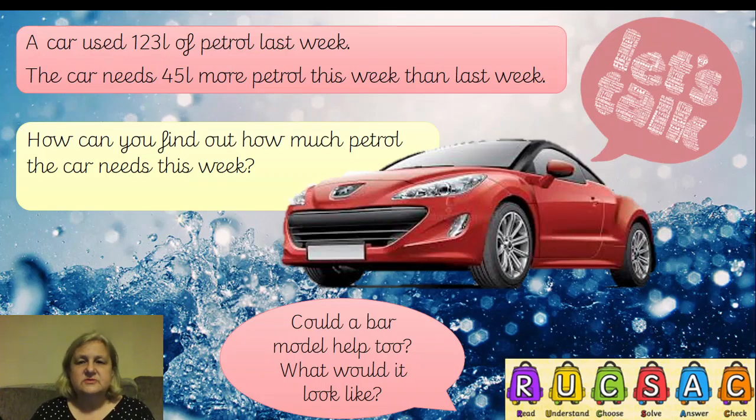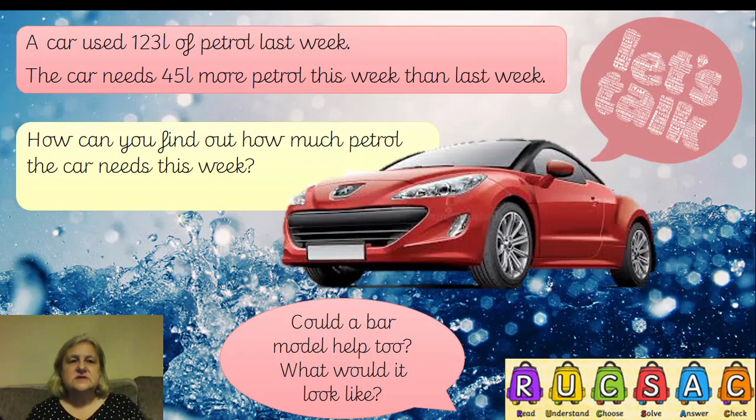Okay, so we've got a little let's talk here. We're going to be using RUCSAC again today. I hope you got on well with that yesterday. I did see some work with some nice underlining going on and some really good answers. They were using the correct unit of measure, which was really good to see. There were some people that were skipping out that bar model step, which is really important, because as these get trickier you will be needing to show your working out, and it's just a really good habit to get into. So even if you don't think you need to do it, it's just really good practice for you.